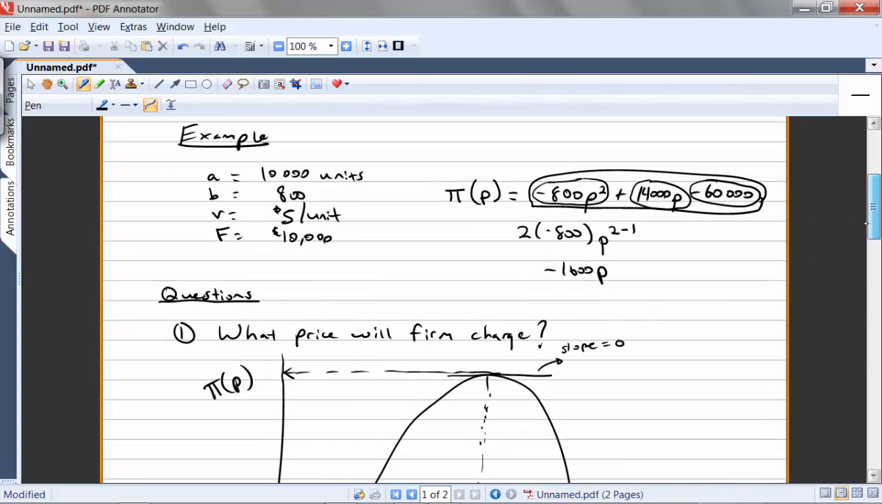Then the next one, 14,000 times p. You take the power, which is the exponent, which is implicitly a 1 here, we just don't write it. 1 times 14,000 times p to the power of 1 minus 1, or p to the power of 0. Well, anything to the power of 0 is just 1, so we just have 14,000.